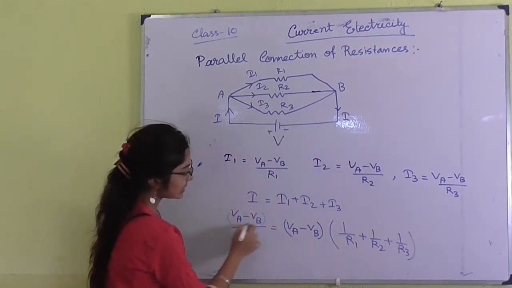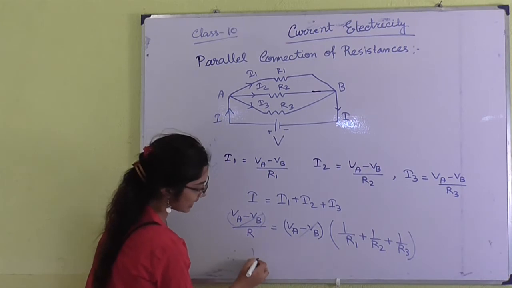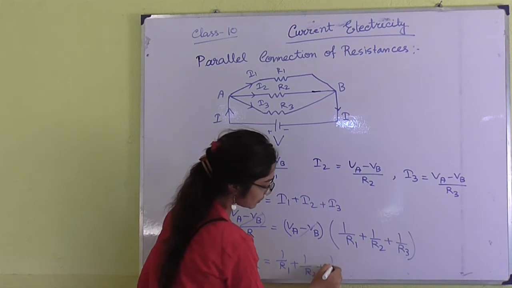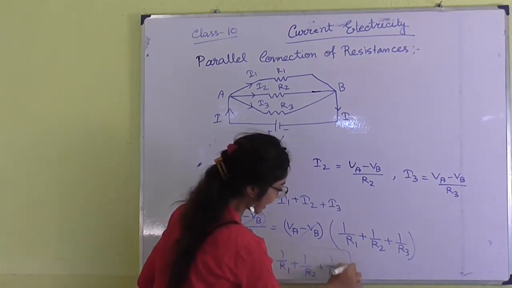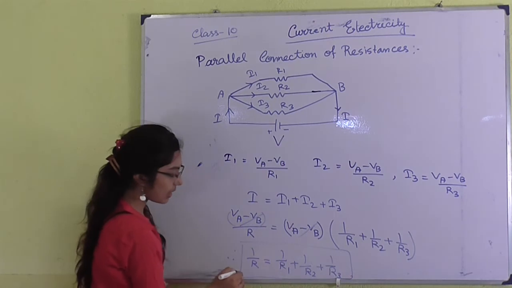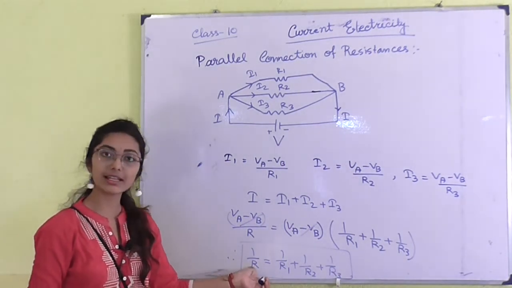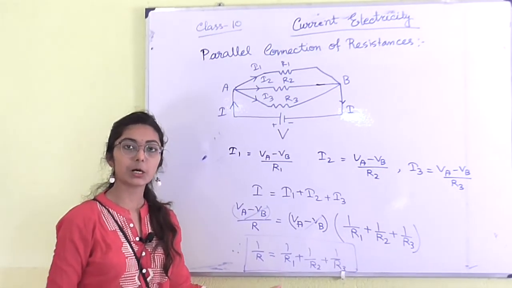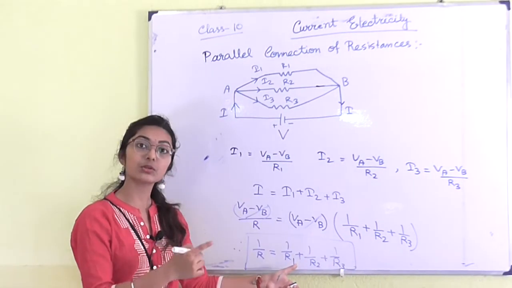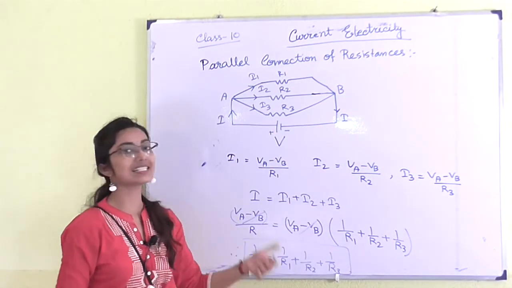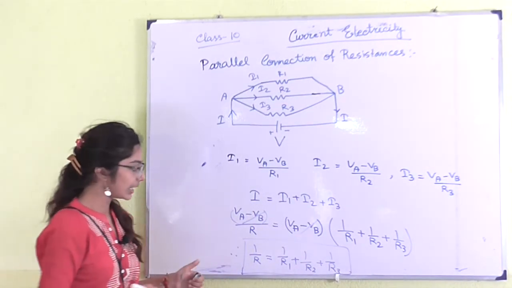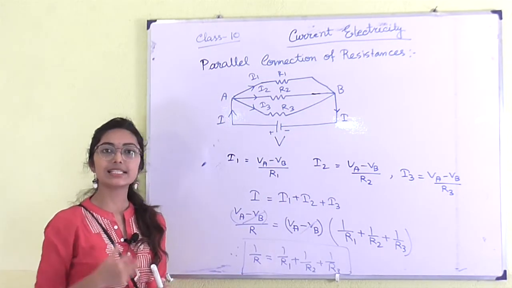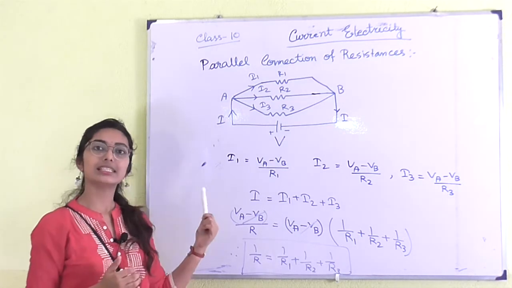So, cancelling these voltages, we get 1 by R is equal to 1 by R1 plus 1 by R2 plus 1 by R3. So, in parallel connection, the reciprocal of the equivalent resistance R is the sum total of the reciprocals of all the resistances present in the circuit. Whenever we have to get less resistance, we should use this type of connection.